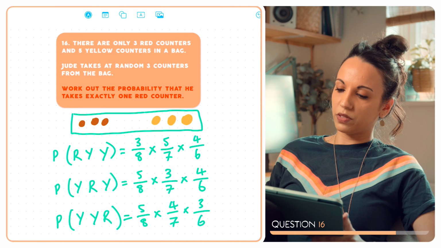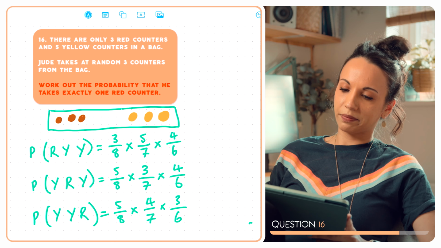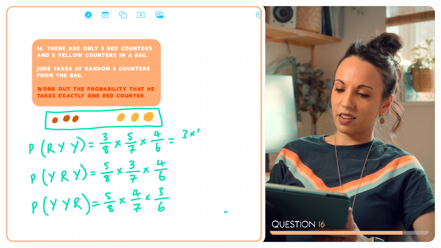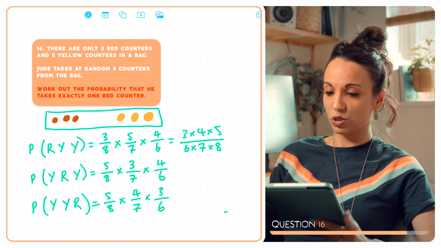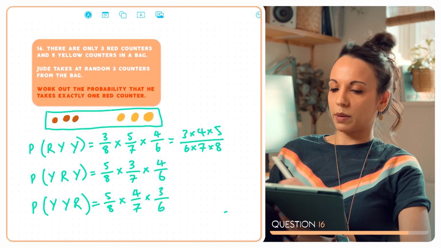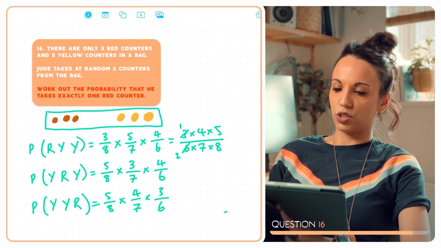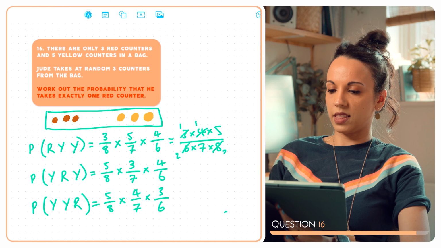Okie dokie. So we've got our 3 probabilities, but what can we notice here? They are all the same. They are all some version of 3 times 4 times 5 over 6 times 7 times 8, just in different orders. So let's multiply this. We can do a bit of cancelling. We can divide top and bottom by 3, first of all. That cancels that 3 to a 1, and this 6 to a 2. And then we can cancel top and bottom by 4. We divide by 4. So that's going to cancel this 4 to a 1 and this 8 to a 2.